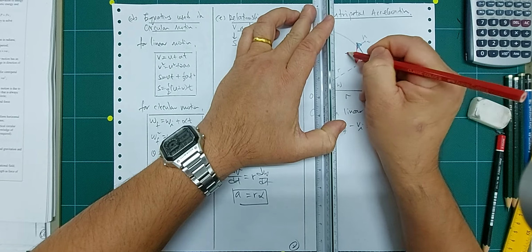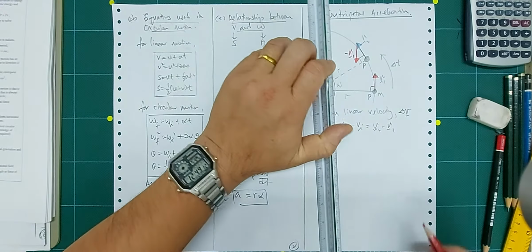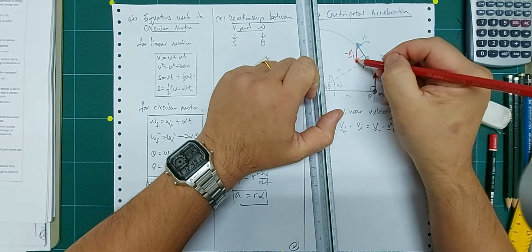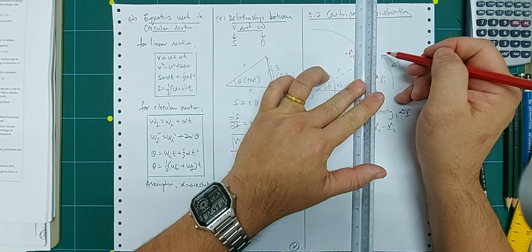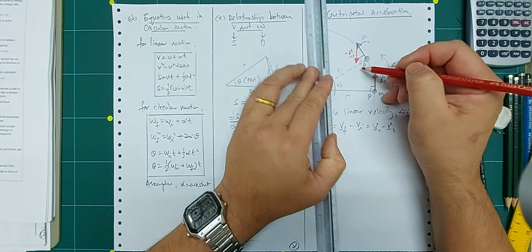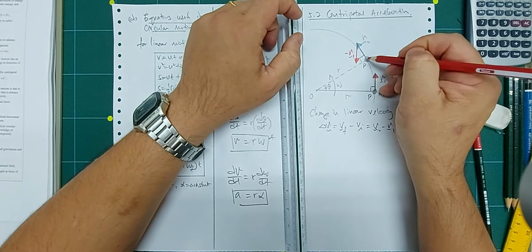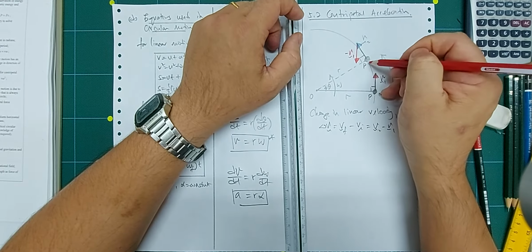This one is minus V1. Okay, this is our V1. This one is minus V1. Why? It's parallel, but in the opposite direction, so it becomes minus. So when you have V2 plus negative V1, it becomes V2 minus V1.